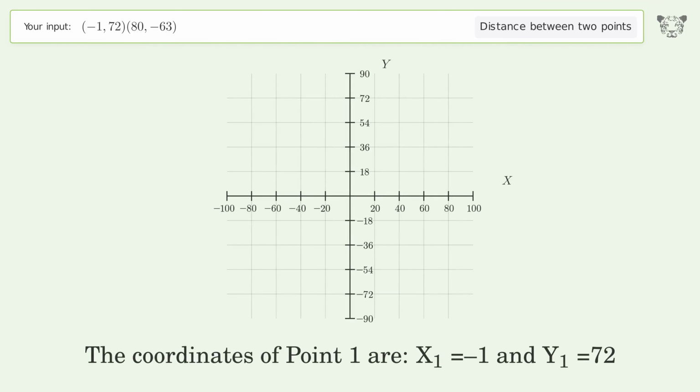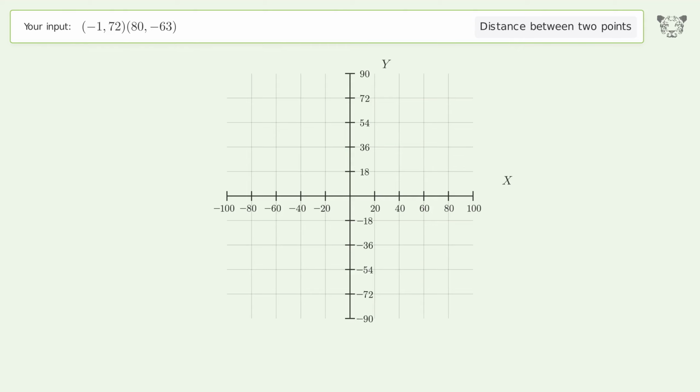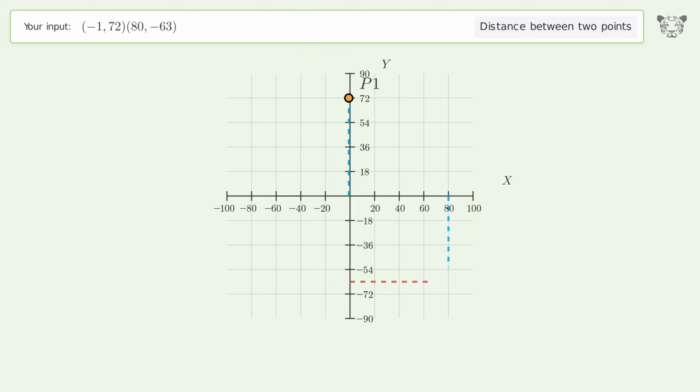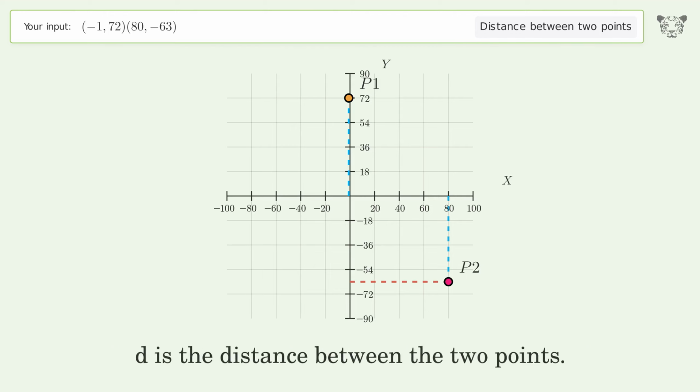The coordinates of point 1 are x1 equals -1 and y1 equals 72. The coordinates of point 2 are x2 equals 80 and y2 equals -63. D is the distance between the 2 points.